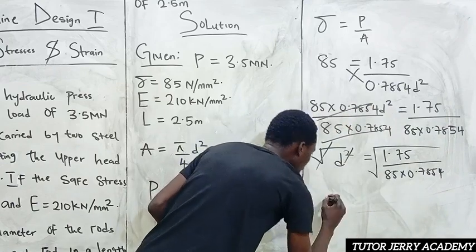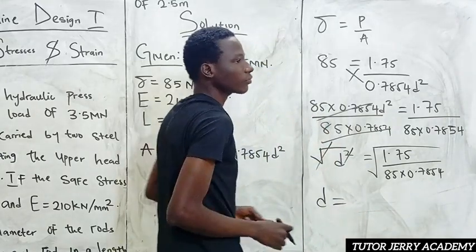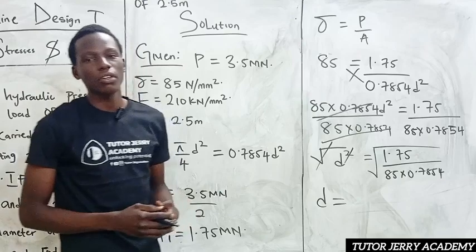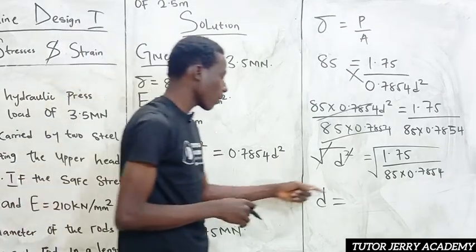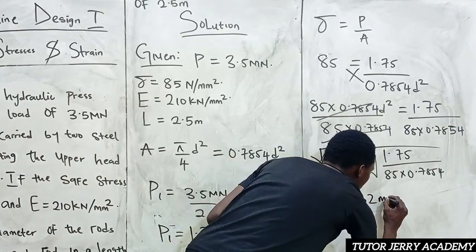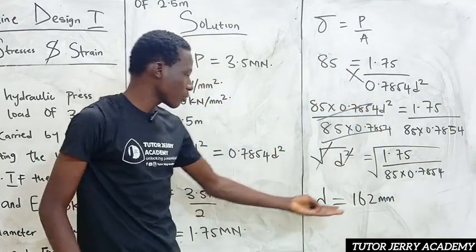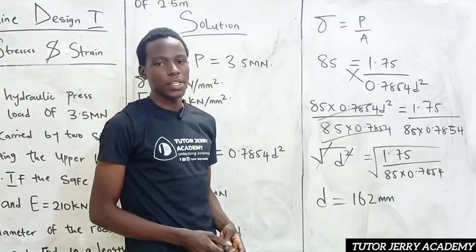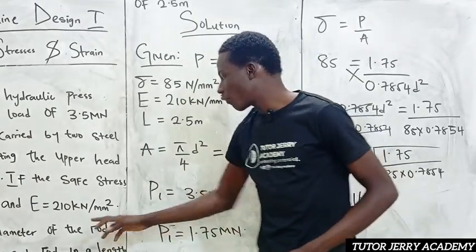So d will be equal to, if you press this in your calculator, 162 millimeters. So our diameter here will be equal to 162 millimeters. Divide this and take the square root, you are going to be having 162 millimeters. So this here is the diameter of the rod.